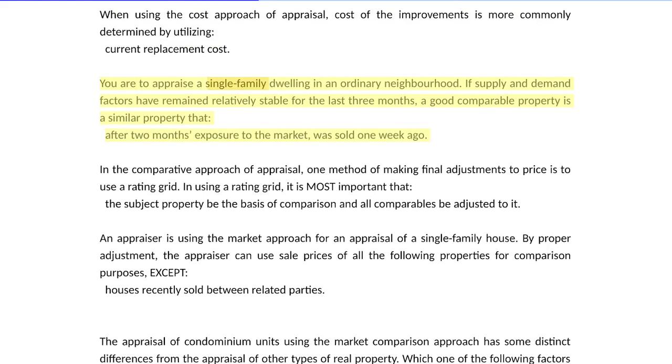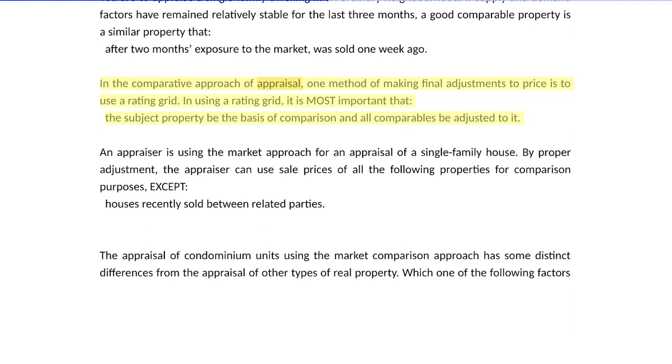You are to appraise a single-family dwelling in an ordinary neighborhood. If supply and demand factors have remained relatively stable for the last 3 months, a good comparable property is a similar property that, after 2 months' exposure to the market, was sold 1 week ago. In the comparative approach of appraisal, one method of making final adjustments to price is to use a rating grid. In using a rating grid, it is most important that the subject property be the basis of comparison and all comparables be adjusted to it.